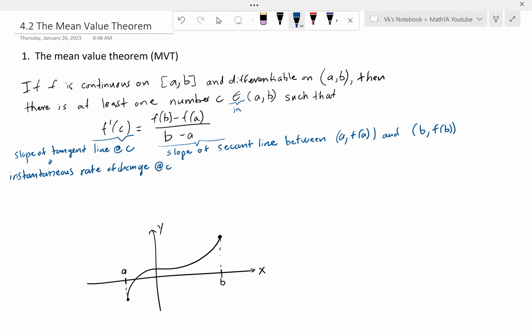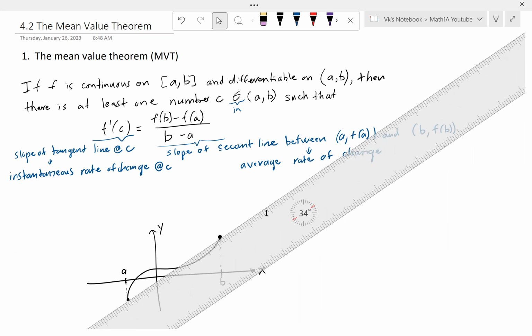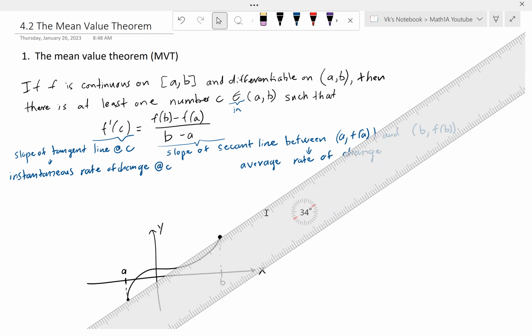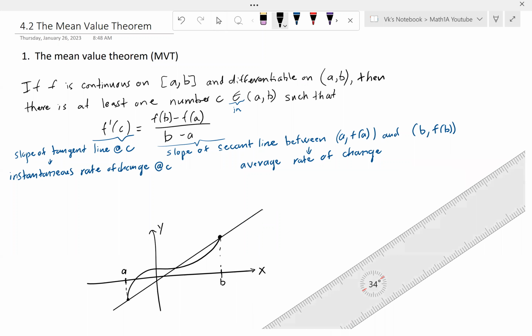The slope of the secant line we can interpret as the average rate of change. Let's take a look at a curve that is continuous on the closed interval a to b. So we can always get a secant line through the two endpoints.